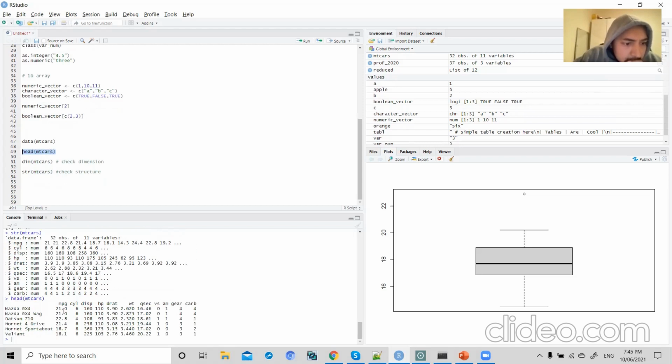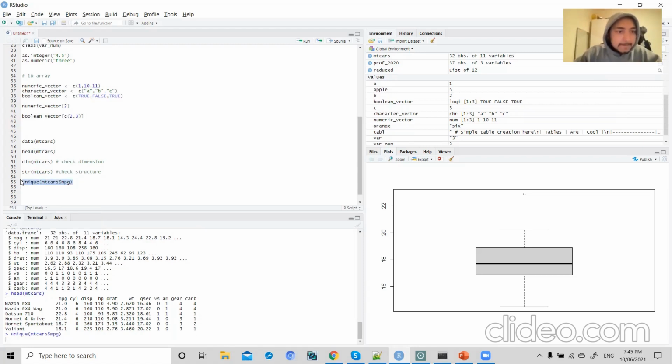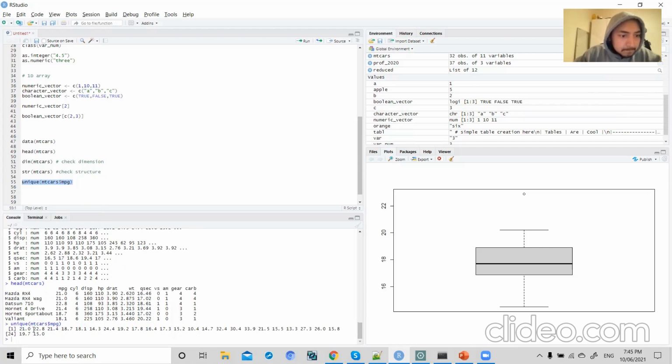If you want to check what the unique values are in the first column, you can use unique with brackets. This is your table, I can say, and to access the first column, you need to give dollar and MPG. So these are your distinct values in this column, the MPG column.